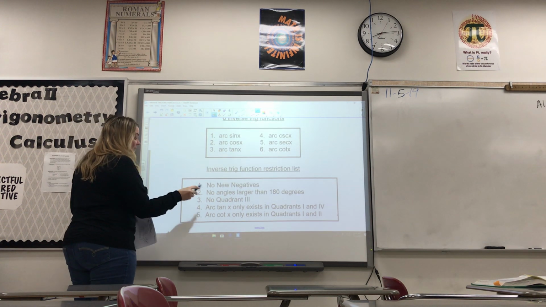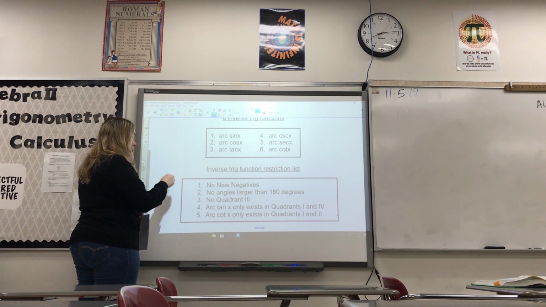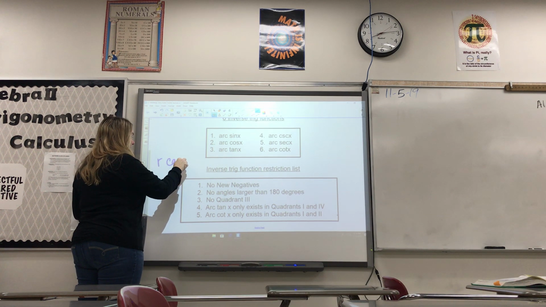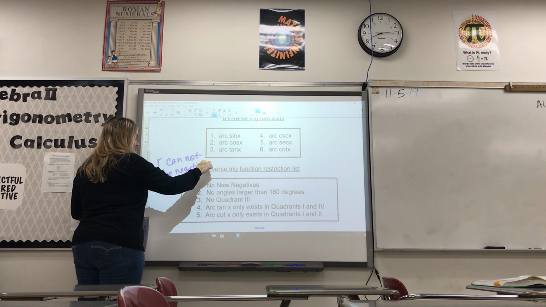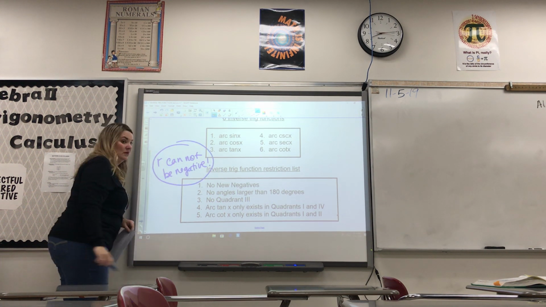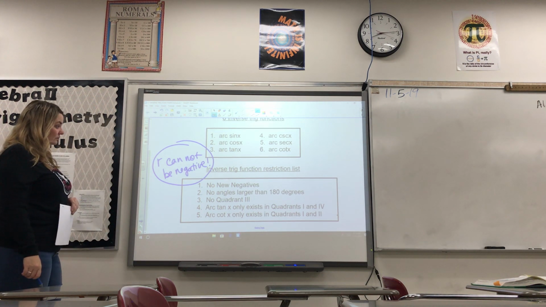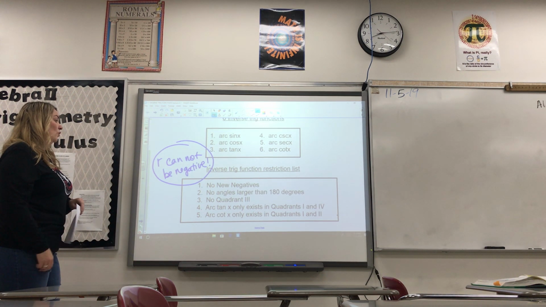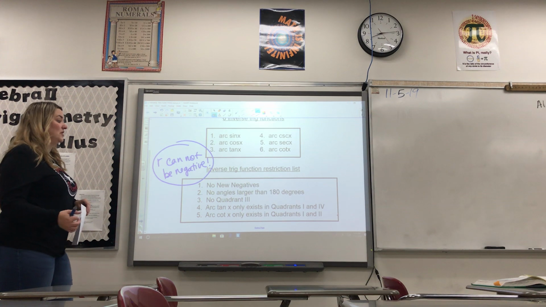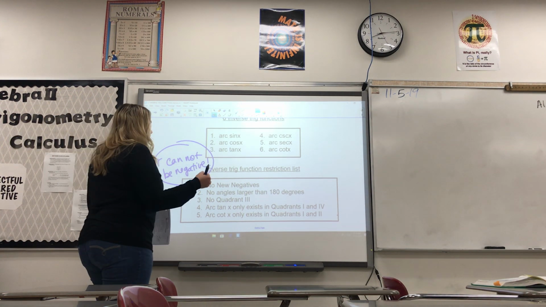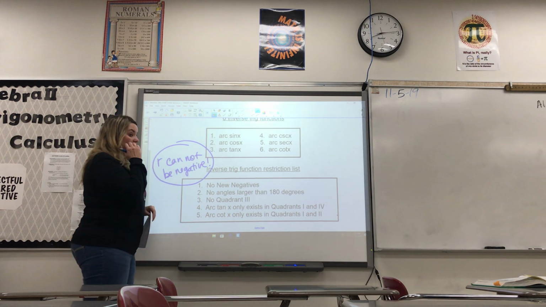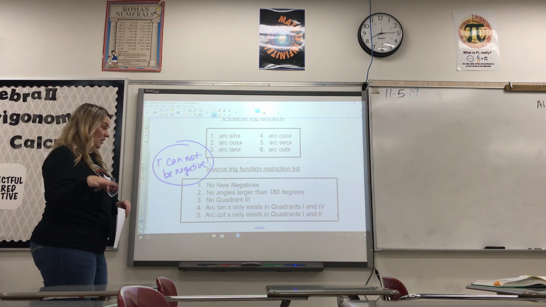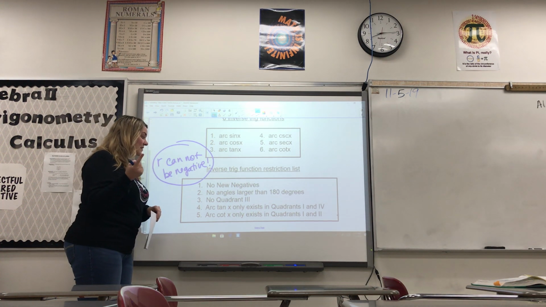First of all, it's not on here, but you should remember r cannot be negative. Write that down. You should have that drilled into your brains by now. Okay, when you're doing the inverse, that means we're going to find the angle. There are no new negatives, which you'll understand in a minute.